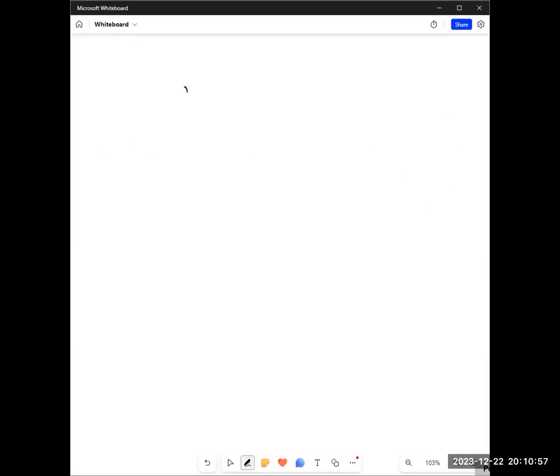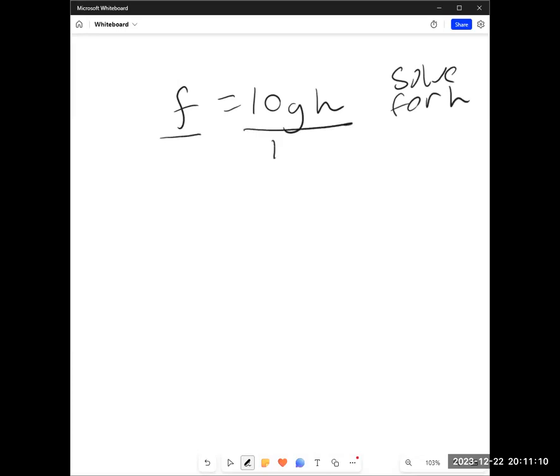Now we have the equation lowercase f is equal to 10 times lowercase g times lowercase h. And they want us to solve for h. So we are dividing by 10g on both sides to get h all by itself. And it's f divided by 10g.